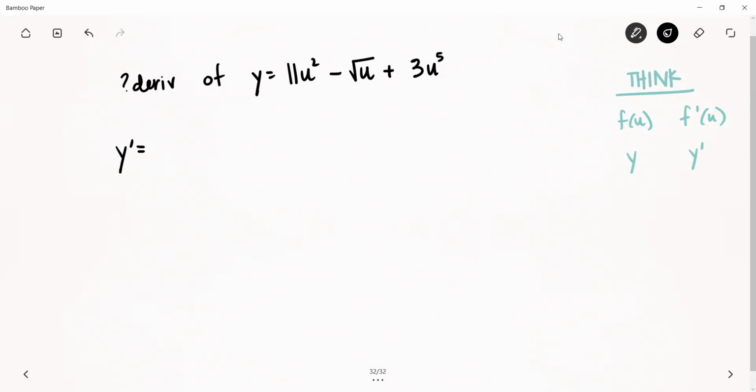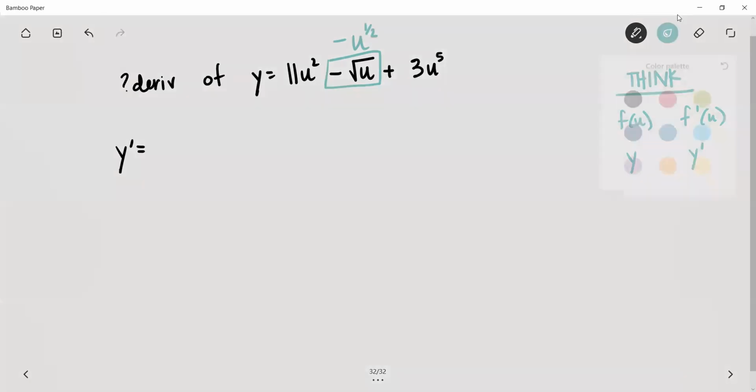And I'm asking myself, can I use power rule here? Because that would be so much nicer. And the only one that looks a little concerning is this one, but I can rewrite this as u to a power instead of a radical. This would just be the 1/2. And now I'm ready to use my power rule pattern.